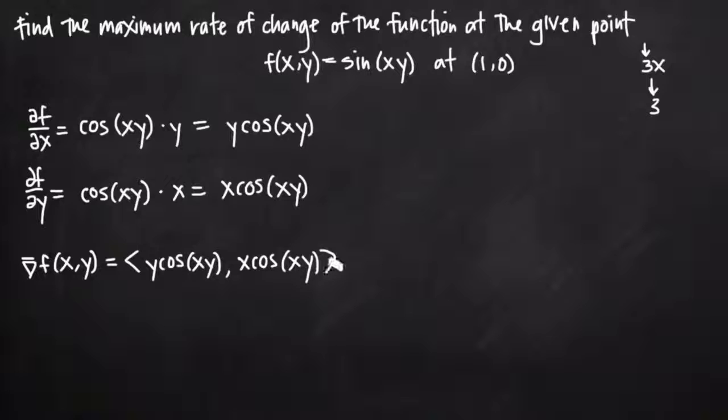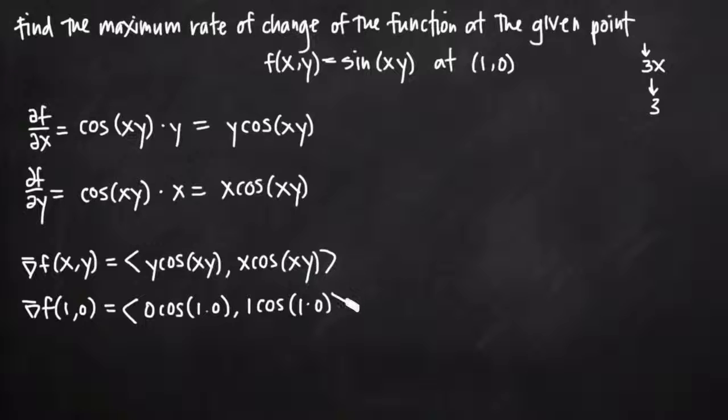In this particular problem, though, we've been asked to find the gradient vector at the point 1, 0. So we're going to say the gradient vector of f at the point 1, 0. And we're just going to plug the point 1, 0 into each of our partial derivatives. We can do that directly in this equation for the gradient vector. We'll plug in 0 here for y, so we'll get 0 times cosine of 1 times 0, comma, x is 1, so we get 1 times cosine of 1 times 0.